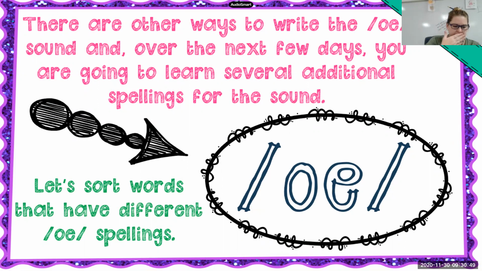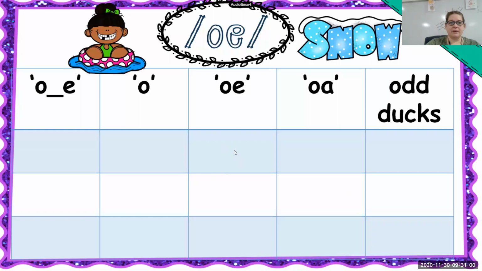Let's look at some words that have the different O spelling. So we have the O consonant E. We have just an O by itself. We have OE together and OA. And then we have the odd ducks. There's always going to be odd ducks. All right, so I'm going to give you some examples of some words, and I want you to tell me where should those words go on our chart, okay?